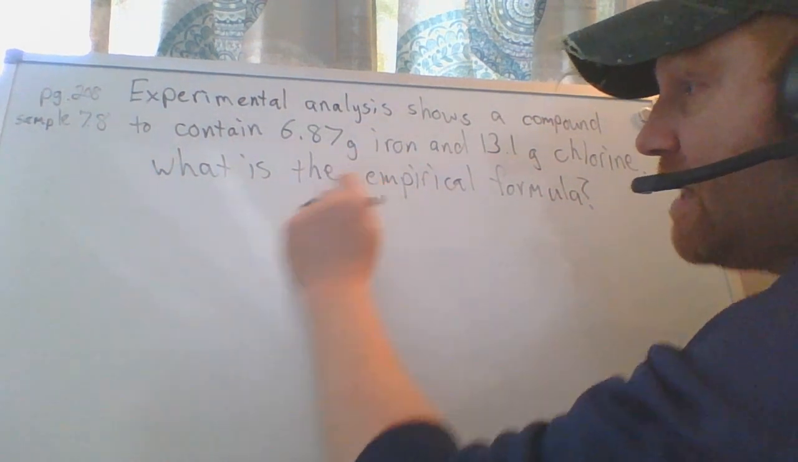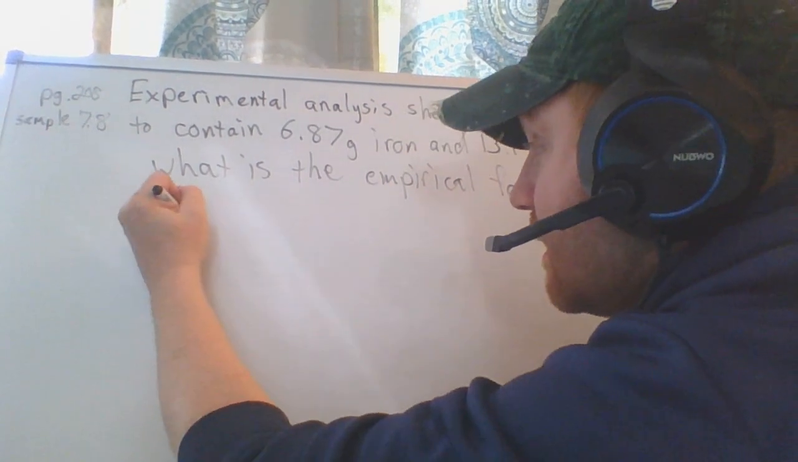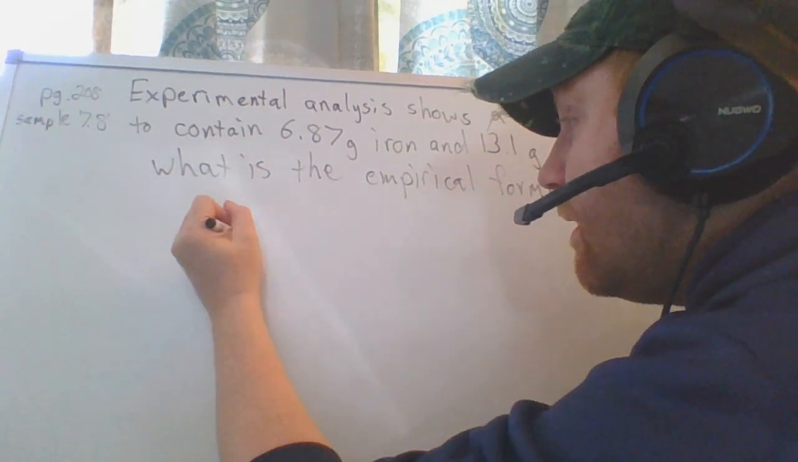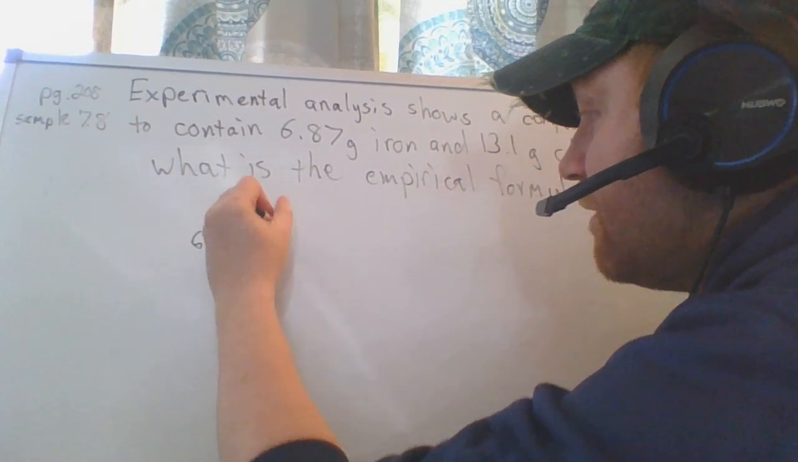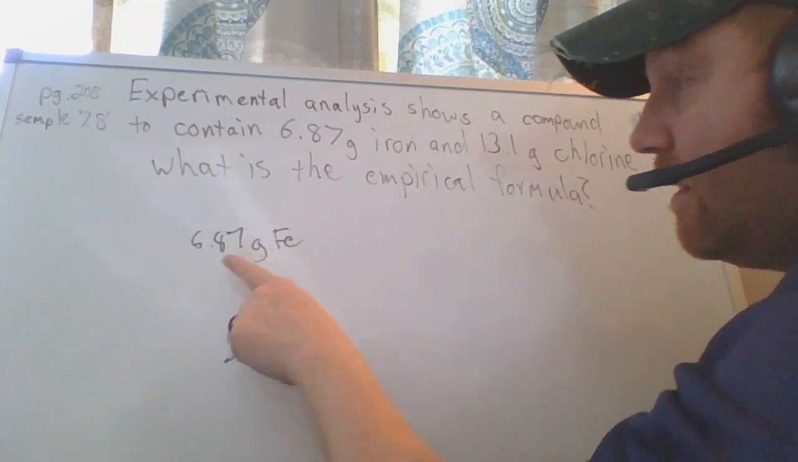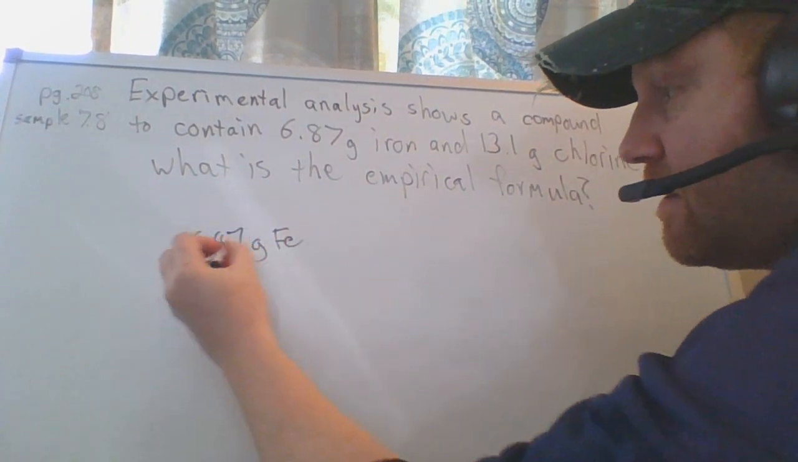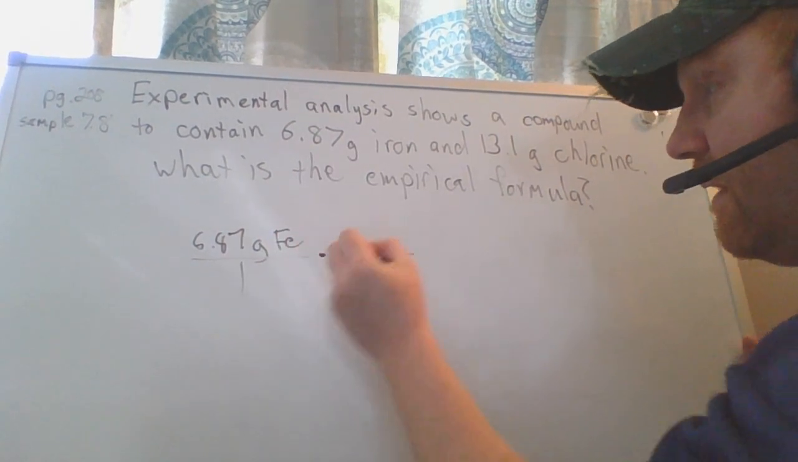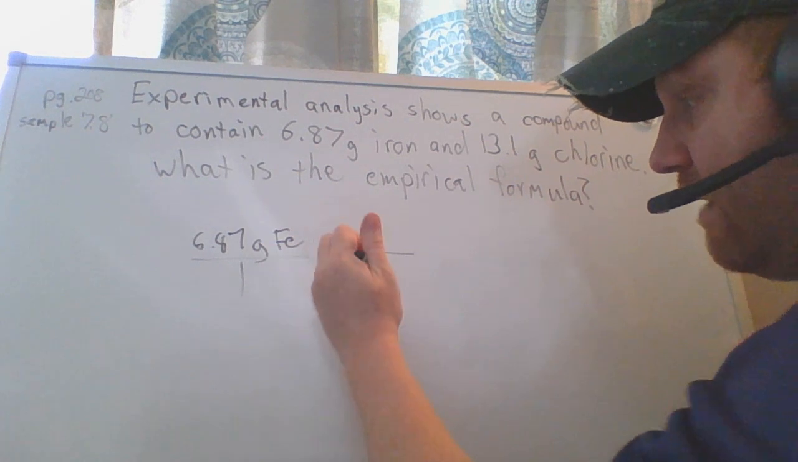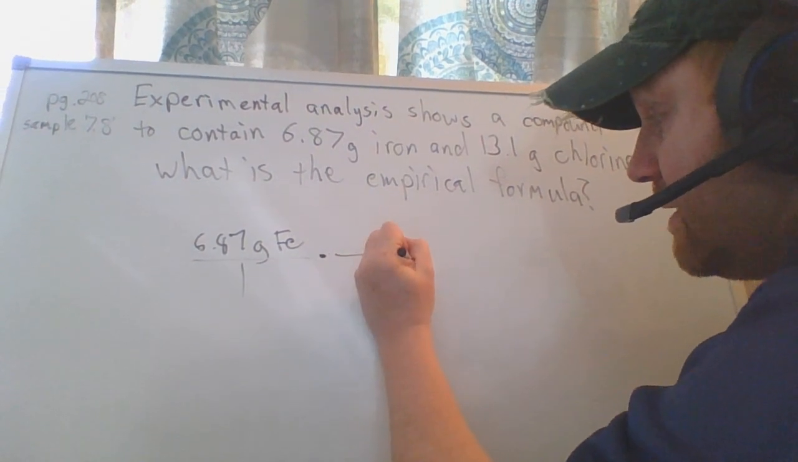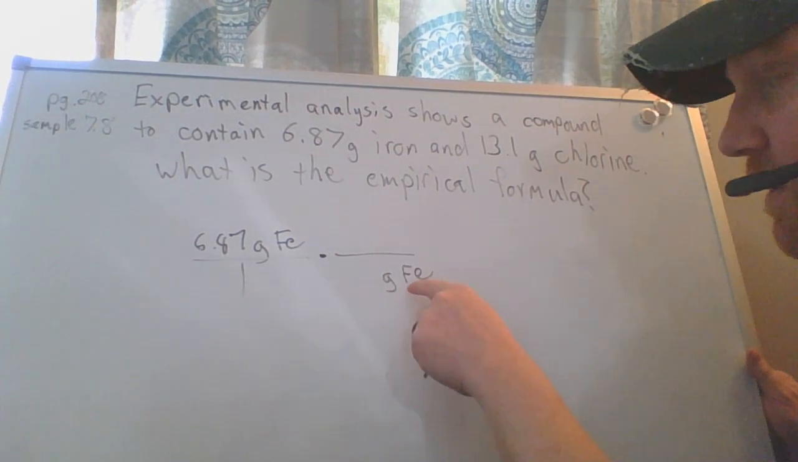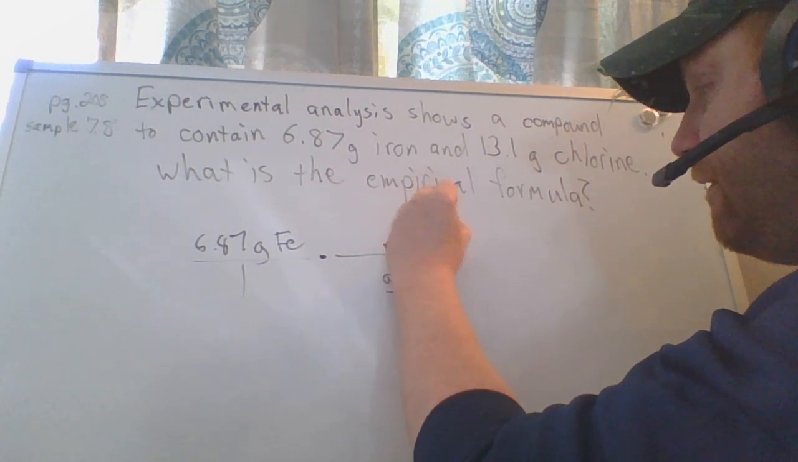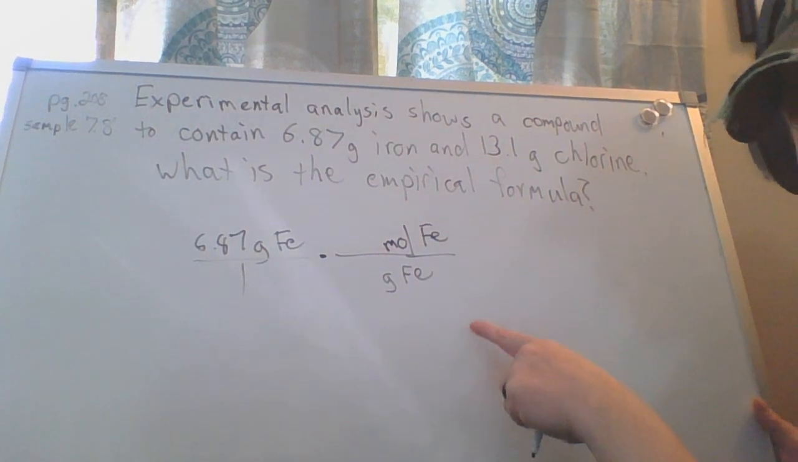The first element is iron. We have 6.87 grams of Fe. We're going to get grams of iron into moles of iron, so we're going to put grams over 1. We're going to do a little dimensional analysis here. Grams of iron is going to come down, we're going to cancel out that unit, and we're going to convert grams of iron into moles of iron, moles of Fe. Let me extend that. Hopefully everyone can see it.